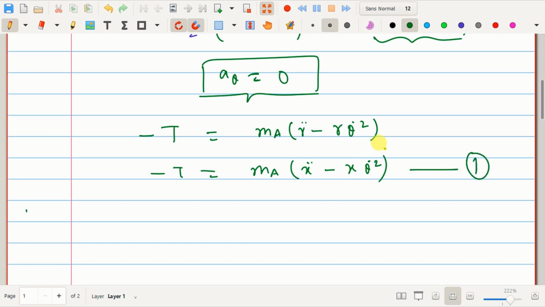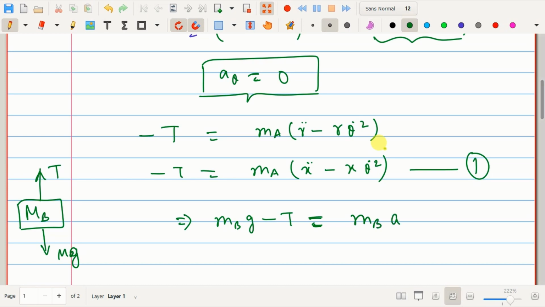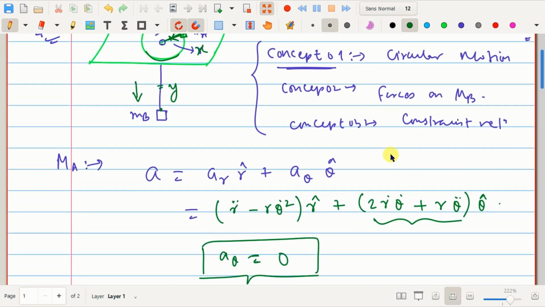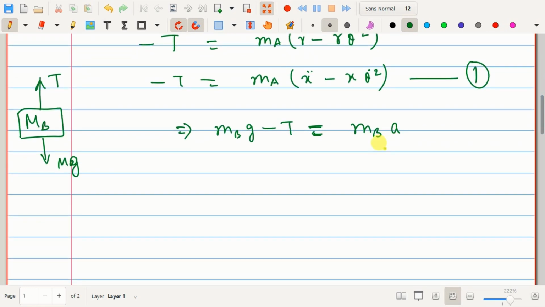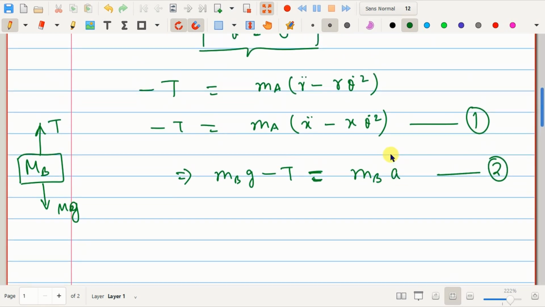Now for the second equation, we have to look at mass MB. If you look at MB, gravity is working in the downward direction, therefore MB times g, and upward is your T. Therefore we can write here MB g minus T is equal to MB times a. Let us say it has acceleration, suppose y, and we can take the double derivative of it. Let us say this has acceleration a, we don't have to care about it too. But now here is a problem. How can we find x double dot? This led us to concept number 3.